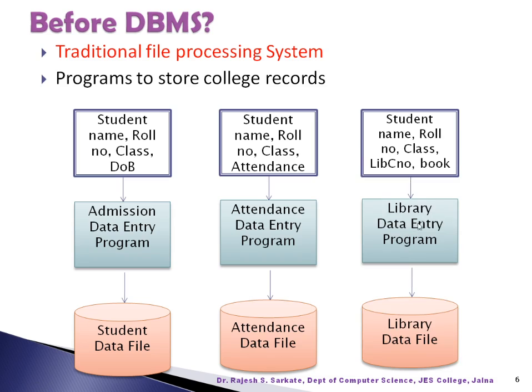Similarly, there is another program for storing the library information of the student, a library data entry program. It accepts the information of the student regarding library: student name, roll number, class, library card number, books issued. That information will be stored by this program in a separate library data file. So in the traditional file processing system, there were multiple programs for multiple tasks. Every program was accepting different information, and every program had a separate file, which is used to store that information.